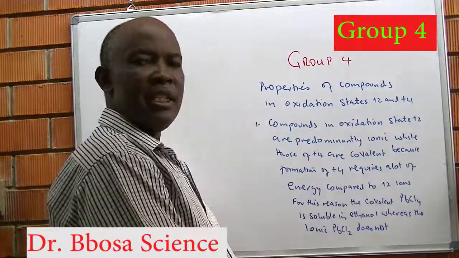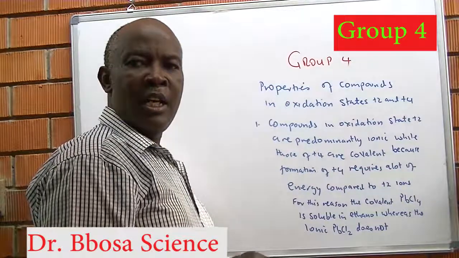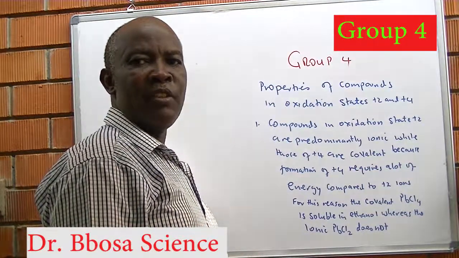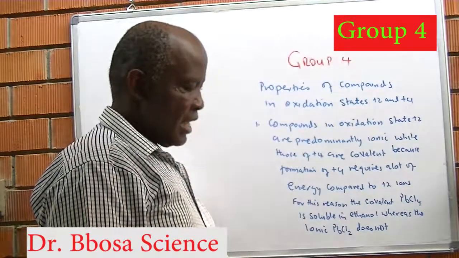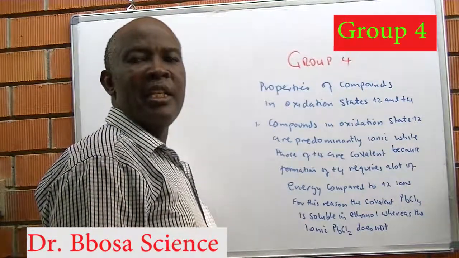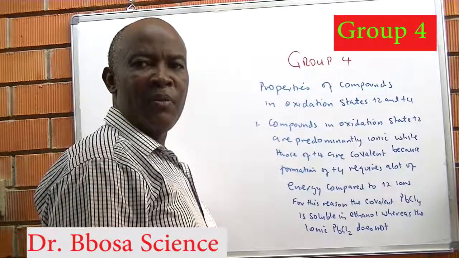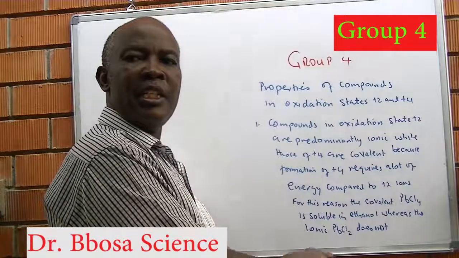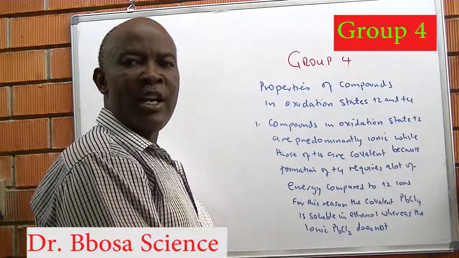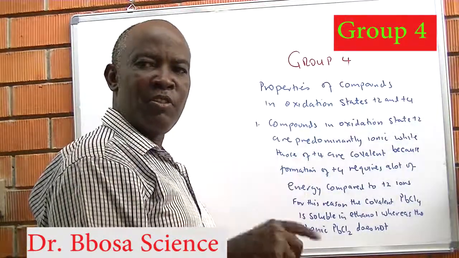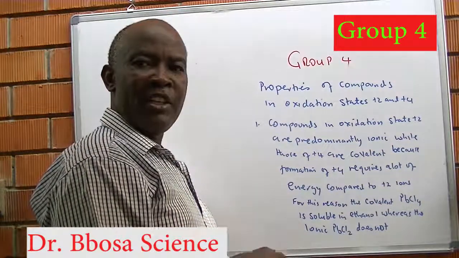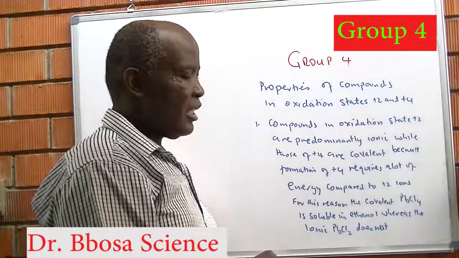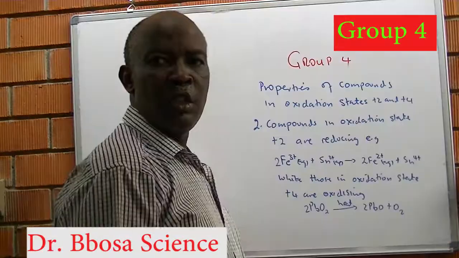This explains the fact that lead(IV) chloride is soluble in ethanol, an organic solvent, whereas lead(II) chloride is insoluble in ethanol. Lead(II) chloride is insoluble in ethanol because it is ionic. Covalent compounds are soluble in organic solvents, whereas ionic solids don't.